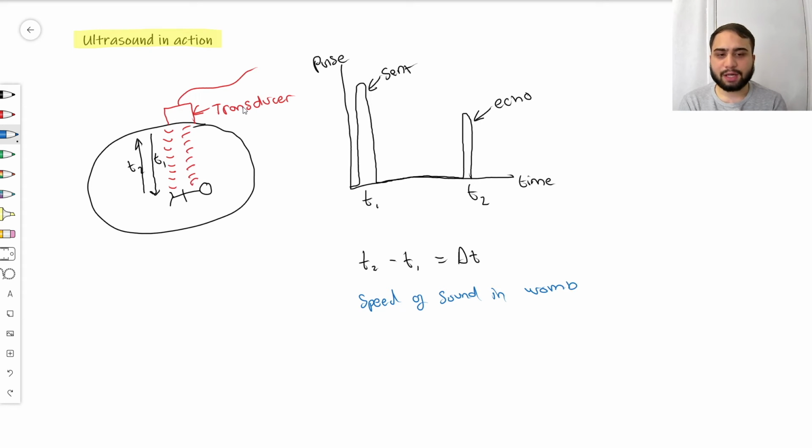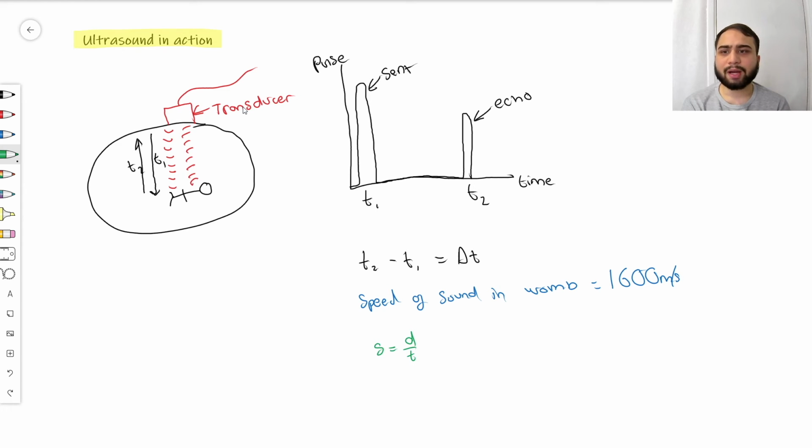In a previous video, I said the speed of sound in water is around 1600 meters per second. Let's just stick with that. Now, we have the time that the transducer gives us due to the two different peaks, and also we have the speed. Now, using our distance equation, we can just do speed is equal to distance over time.